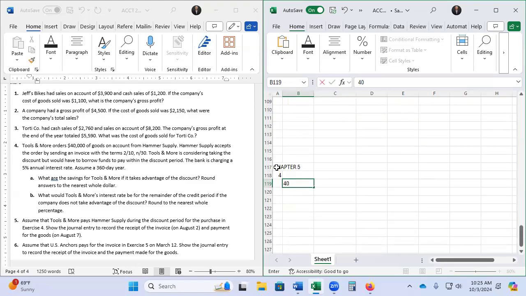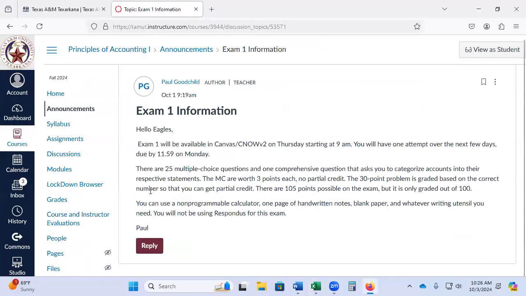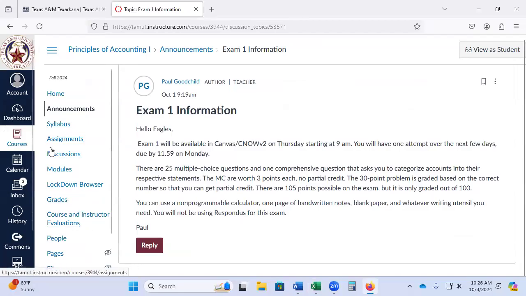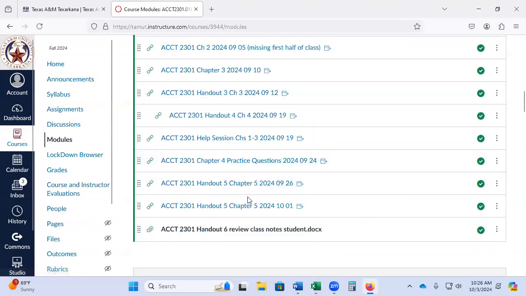So we have 40,000 is our purchase amount. We have a 2% discount. And so if we take advantage of it, the discount would be $800. Now I do want to pull up the solutions because I want to see if they factor in the 5% charge. I don't think so.